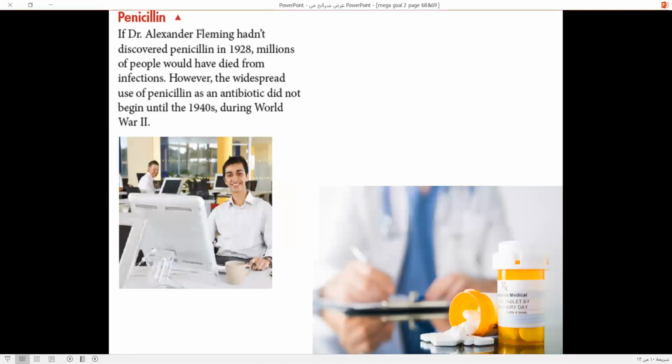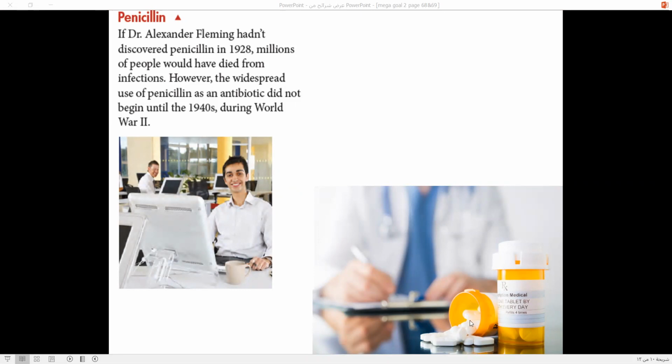The last thing I think here is the penicillin. If Dr. Alexander Fleming hadn't discovered penicillin in 1928, millions of people would have died from infections. However, the widespread use of penicillin as an antibiotic did not begin until the 1940s during World War II. Okay, this one is the penicillin, as he said, is what? Is an antibiotic.